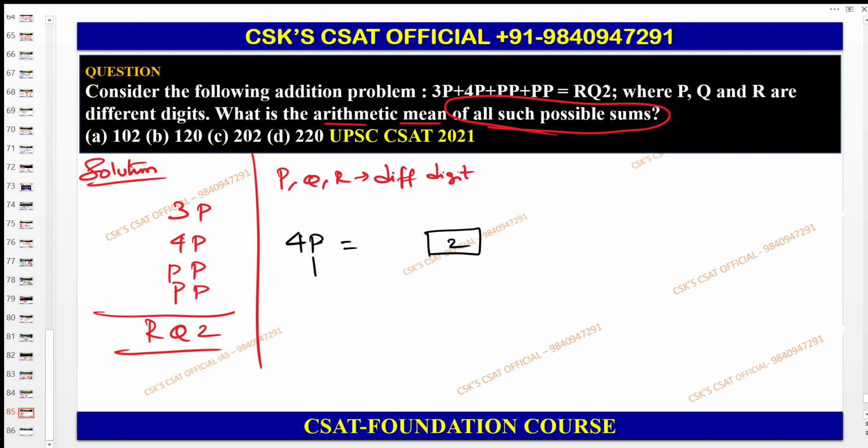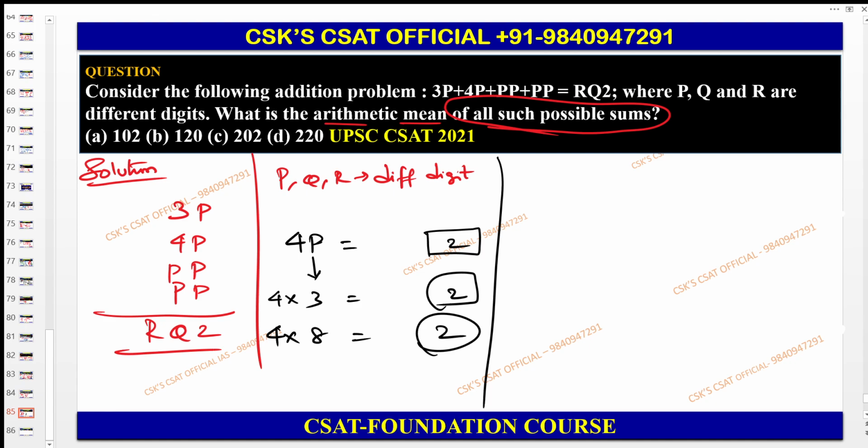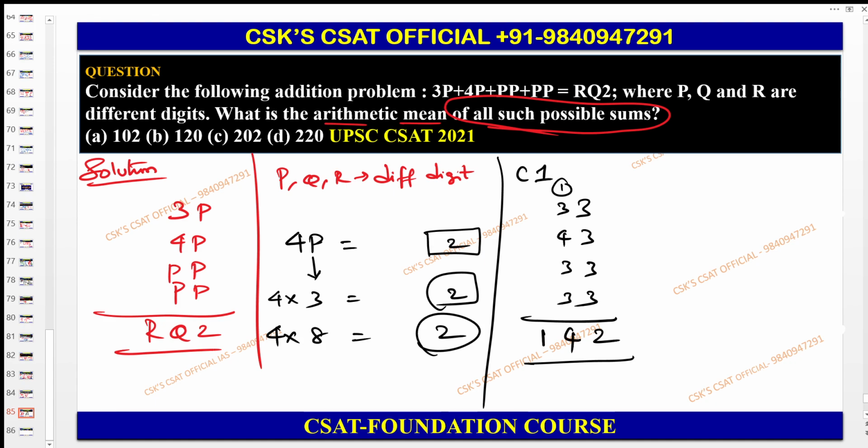Now, what are the possibilities for this p? 4 into what gives you 2 in the unit place? 3 gives you. Any other possibilities? 8. 8 is also a possibility. So therefore, these are the possibilities. Now let us move on with case number 1. 3, 3, 3, 3. In such a situation, here 2, yes, correct. Then carry 1 here, yes. 3, 4, 3, 3. Then what will happen here? 14, right? 14.